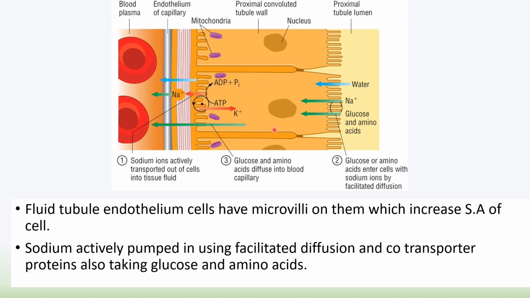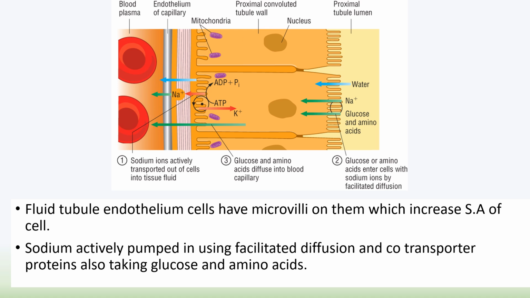That then lowers the water potential in this cell, which draws water from a higher water potential in the proximal convoluted tubule to a lower water potential in the epithelial cells. And then the buildup of glucose or amino acids in the epithelial cells means there's a high concentration there, so they move across into the bloodstream.